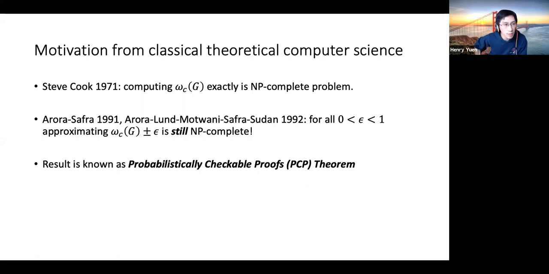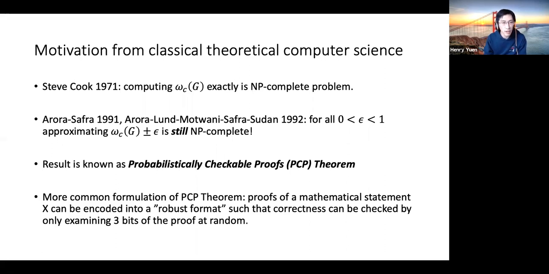About 20 years later, people asked, well, what about approximating this classical value up to some additive error? And people showed that it's still NP complete. So you pick your favorite epsilon. It could be, say, 1% or something, or a half, or any number less than 1. Giving an additive approximation to these non-local games is still an incredibly difficult problem. It's an NP complete problem. And this result is known as the probabilistically checkable proofs, or PCP theorem.